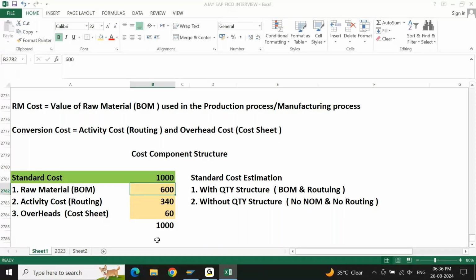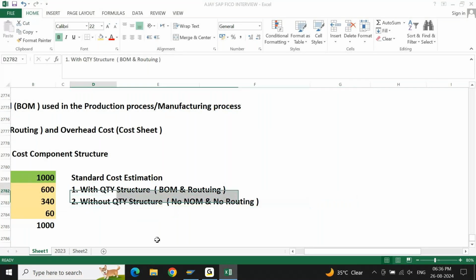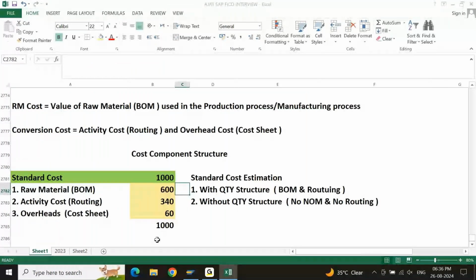This is a scenario, for the time being you park it. Don't think about this scenario until you are completely conceptually clear with this logic, because you need to understand how you differentiate between with quantity structure and without quantity structure. The only simple fundamental logic is BOM and routing. BOM and routing will form a cost estimation with the quantity structure. Without BOM, without routing, it will become cost estimation without quantity structure.